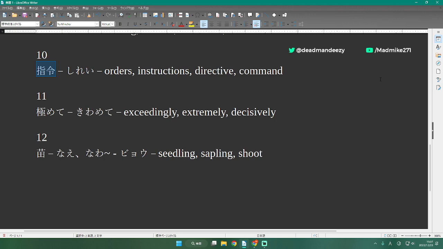Shire desu. It's pointing out an order or a directive. Shire is a directive, order, or command.